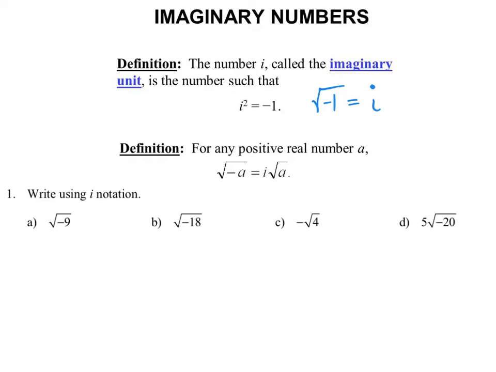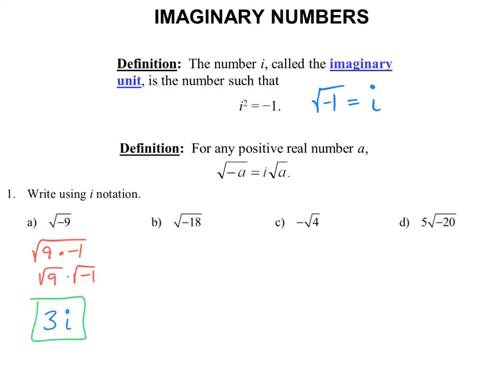And in number 1, we want to write using i notation the square root of negative 9. Since the square root of negative 9 can be written as 9 times negative 1 under the square root, and the square root of 9 times the square root of negative 1, then we can write this as 3i, where the square root of negative 9 is 3i.